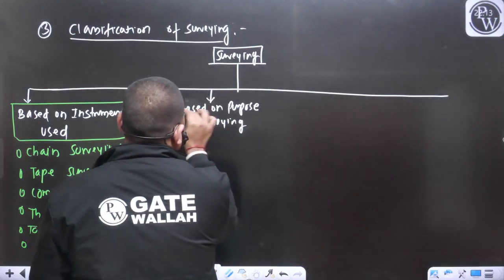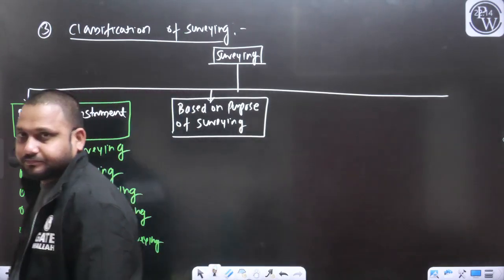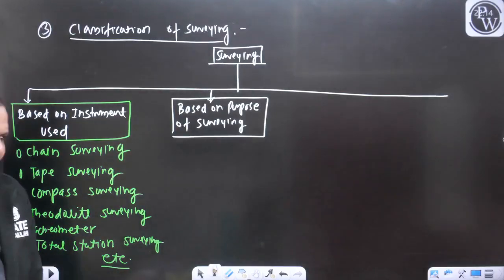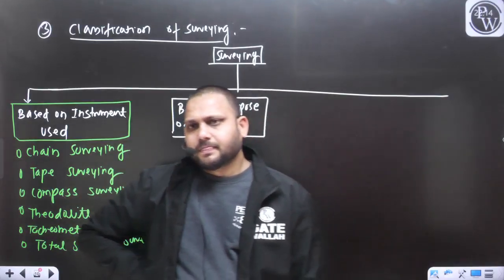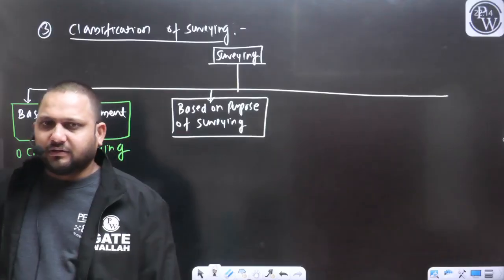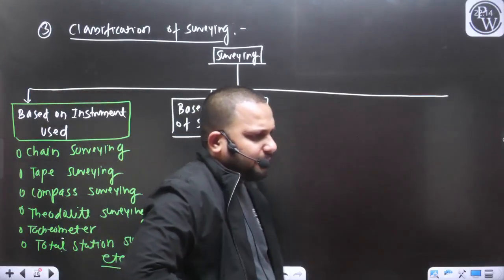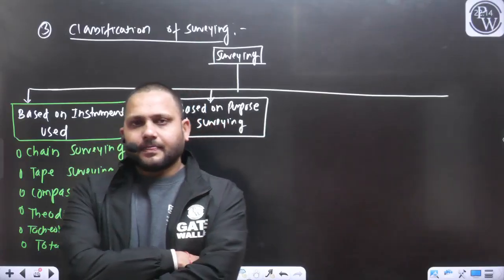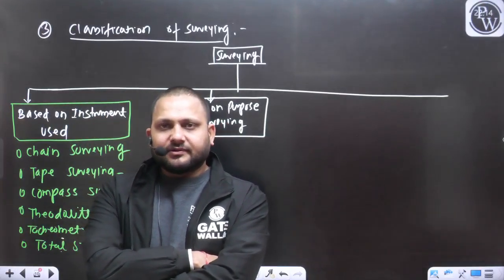Based on the purpose of surveying, we can again classify the survey. The objective of surveying that we have already covered was to collect the data, to collect the information, to collect the relative position of a point, yes or no? But now we are classifying the surveying based on the purpose.